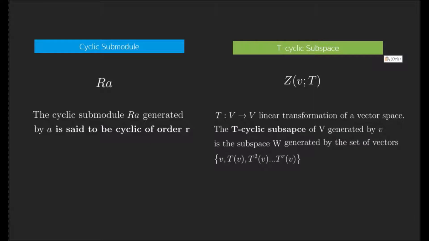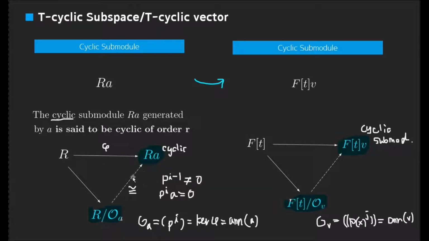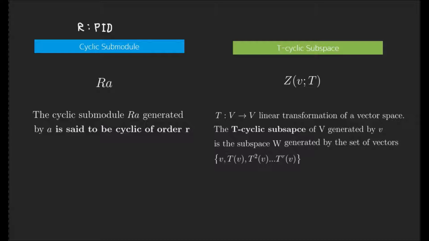Then we can find a common denominator between the cyclic submodule and the cyclic subspace. When you consider all of the conditions given, R is a principal ideal domain. Under this condition, we can check that RA is a cyclic submodule. The cyclic submodule RA generated by A is said to be cyclic of order R.